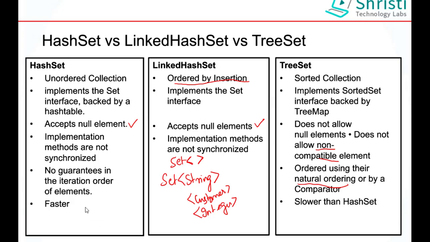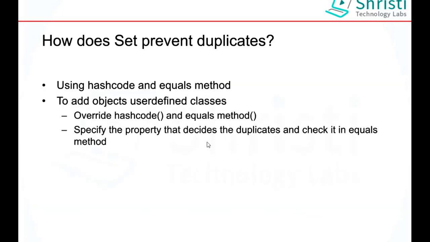Okay, next. Hash set is faster because it is an unordered collection. The elements will be added based on the hash code value, so it will be added very fast. In case of tree set, it will be very slow. The reason being, every time it has to compare with the next element, first it has to be sorted out and then only the elements will be added to the tree set. So it is slower. Next question. How does set prevent duplicates? Using hash code and equals method.